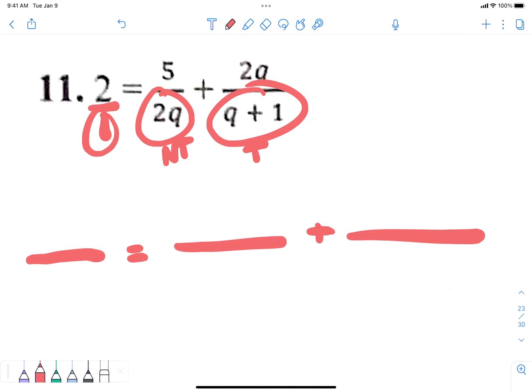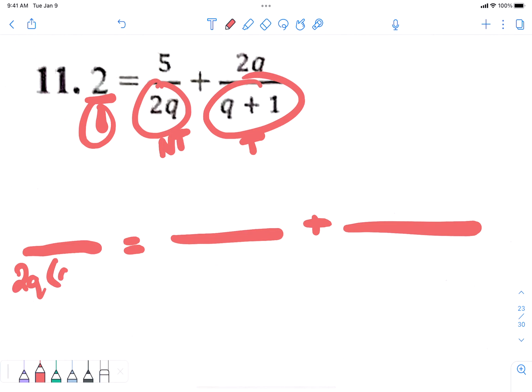So what's your common denominator going to be? I need a 2q and a q plus 1. I cannot combine them because they're different q's. Does that make sense? Yeah. That's kind of confusing to say that they're different q's, but they are. One's trapped, one's not trapped.